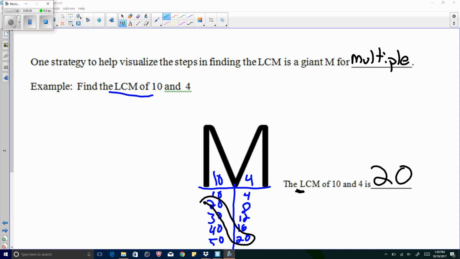Think of the multiples as the tables. So on one side, I'm listing the 10s tables. On the other side, I'm listing the 4s tables. And I keep making lists until I find a number they have in common.